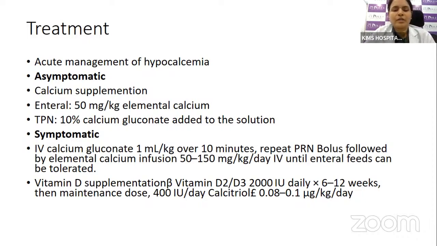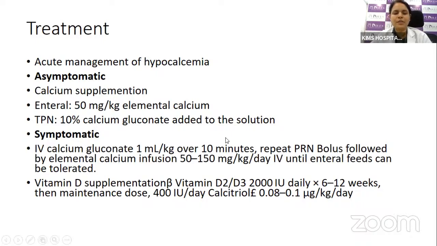For IV calcium gluconate, a bolus is generally recommended at 1 ml per kg, given slowly as an infusion over 10 minutes, ensuring that the baby's heart rate is recorded electrographically using ECG leads. This can be repeated if required, if the baby continues to have symptoms. And this must be followed up with a continuous infusion of elemental calcium to try and give at least 50 mg per kg per day of elemental calcium.